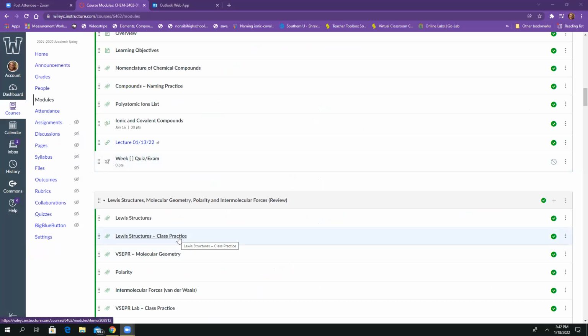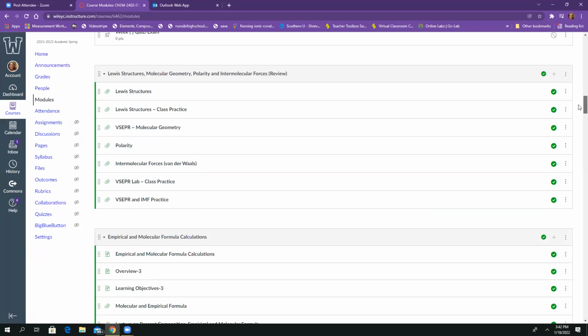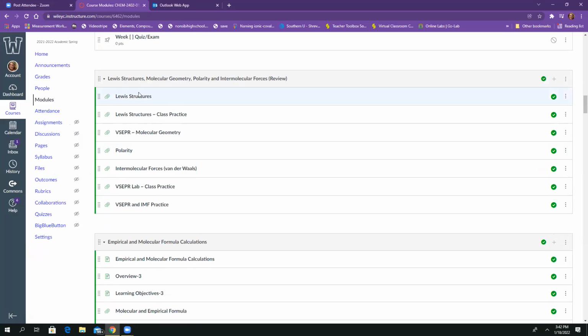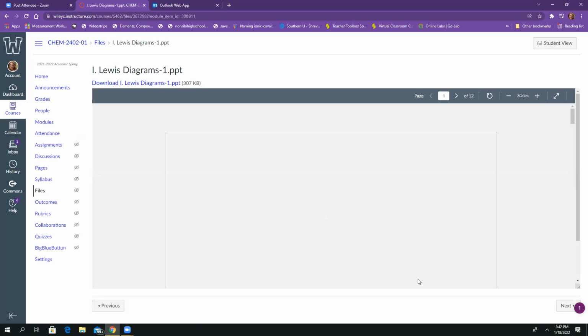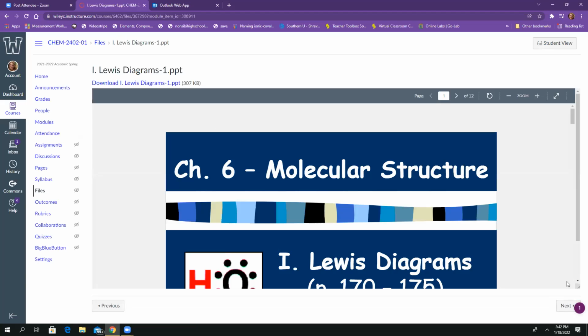So that's how you do ionic and covalent. The next thing that we're supposed to remember is how to do Lewis structures. Now, Lewis structures is an easy thing to do, but you have to follow the steps to the letter. And I'm going to show you the steps in this PowerPoint. It's really good.